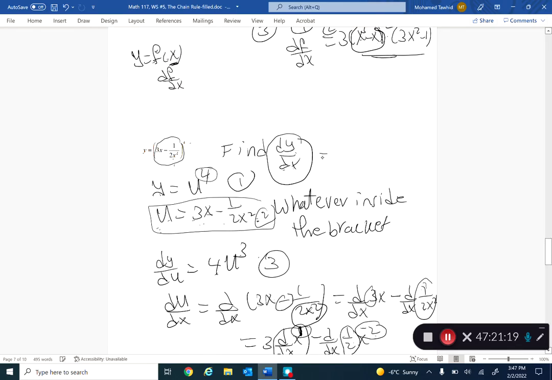Again, if I go back here, the question is dy by dx. What is dy by dx? It will be dy by du multiplied by du by dx. That's called the chain rule. dy by du is equation 3, and du by dx is equation 4. That gives you the derivative dy by dx, because du cancels with du. It's called the chain rule because y is a function only of u, and u is a function only of x.